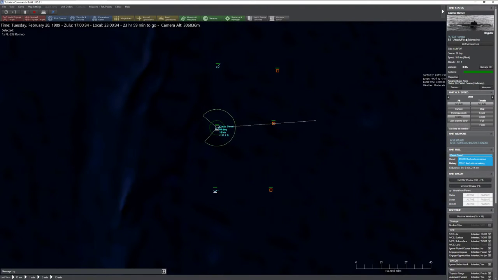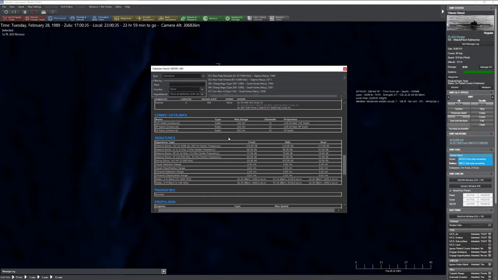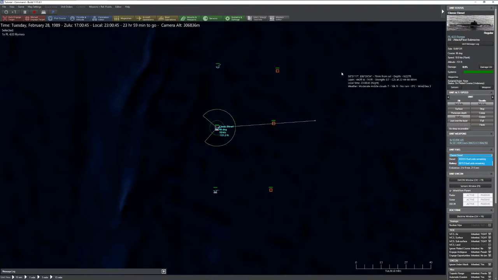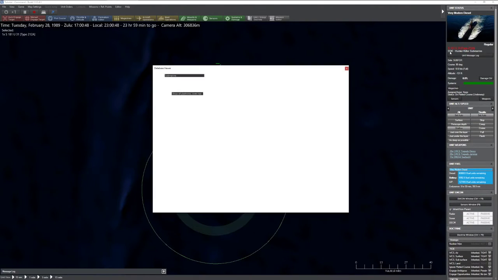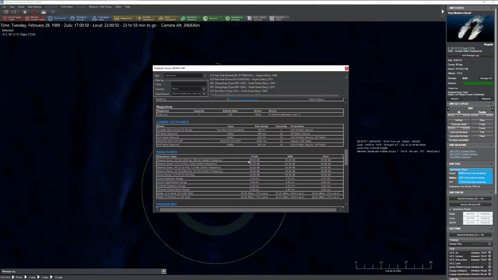Now, check this out. Look at the Romeo. 115, 116, 117. That is a loud submarine. Remember, when you're dealing with decibels, 1 decibel is the equivalent of squaring. So that's insane. And of course, we have an extremely modern diesel. What do you expect here? Check this out. 90 decibels.